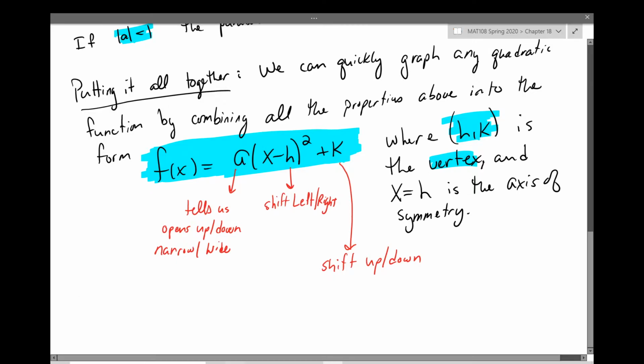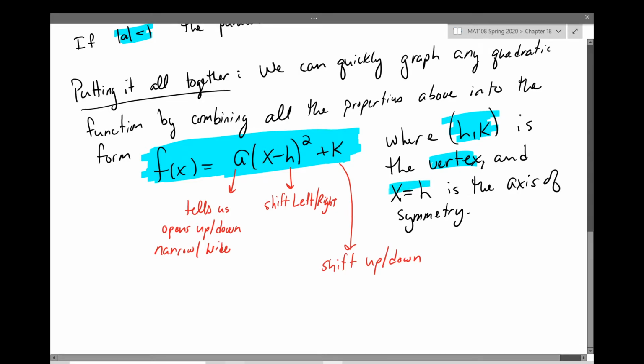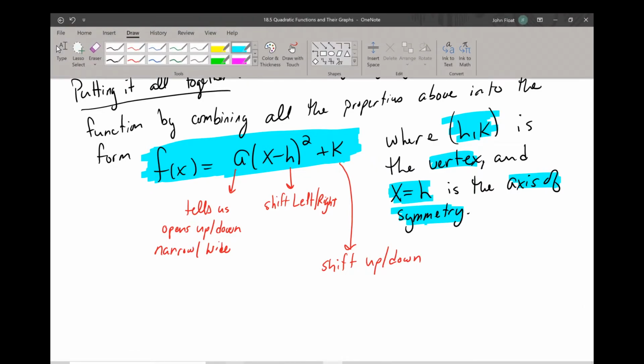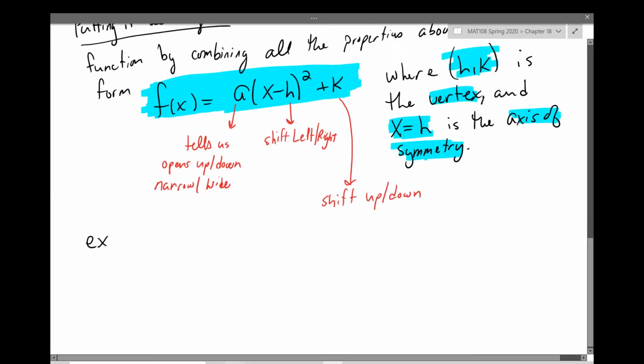And there is another very interesting piece of information. When you let x equal h, when you write out that equation, x equals whatever number h happens to be, what you've just found is the axis of symmetry, okay? So let me give you an example here. I'll give you a really, really simple example.